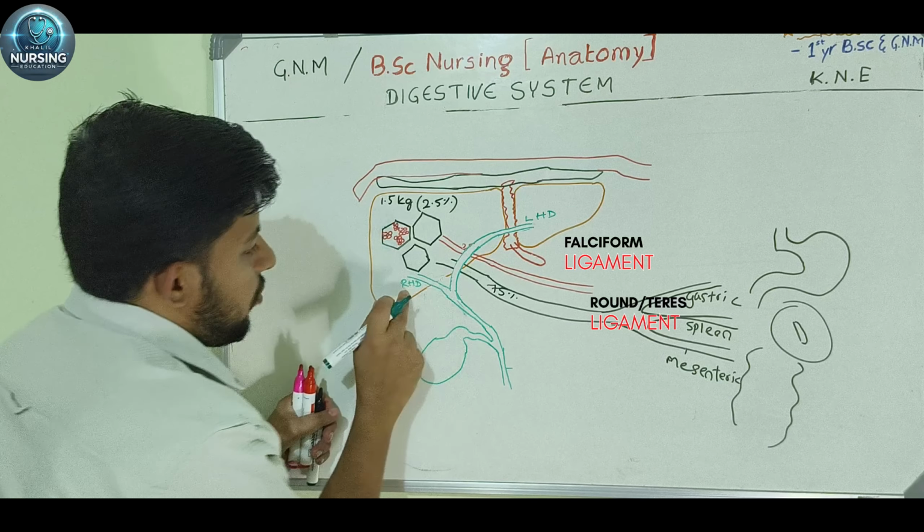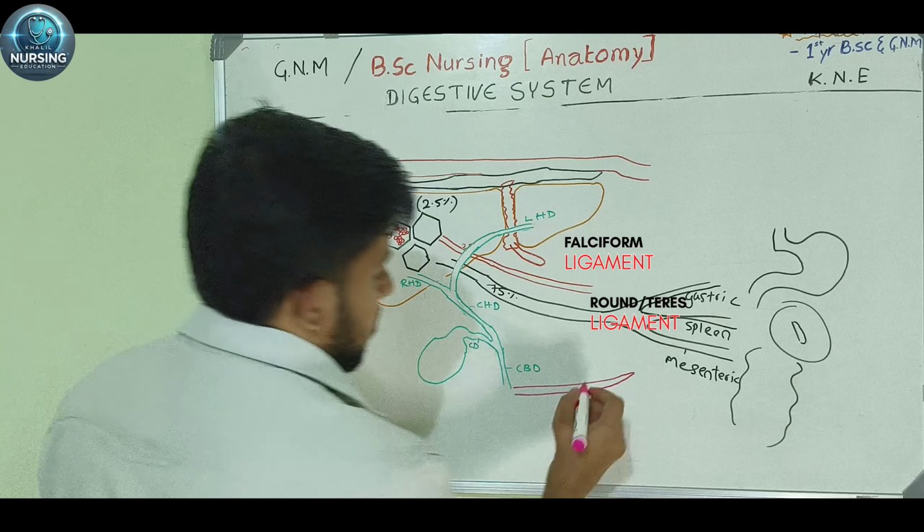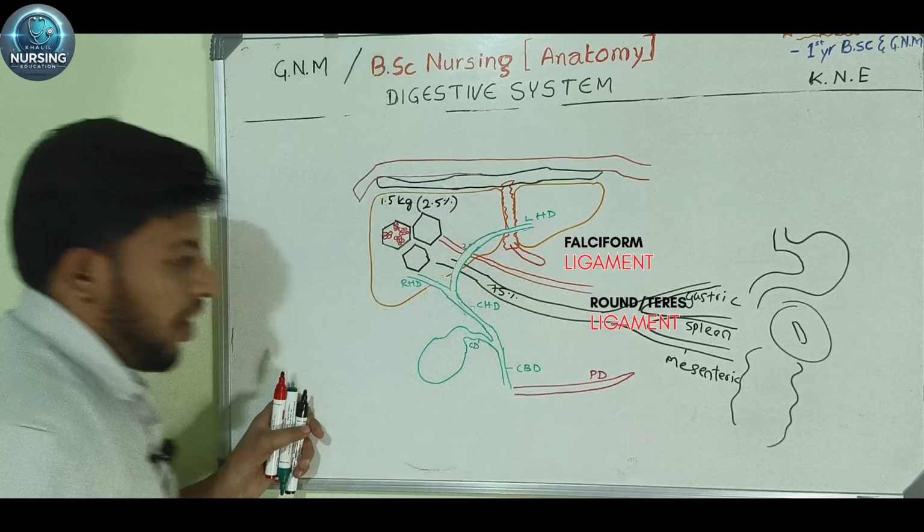Is that clear? Now it is very important to know what happens after this, from the pancreas. This is called the pancreatic duct. I am writing it as the pancreatic duct. Later on it will become what? It will become a common channel. This one has become a common channel now.